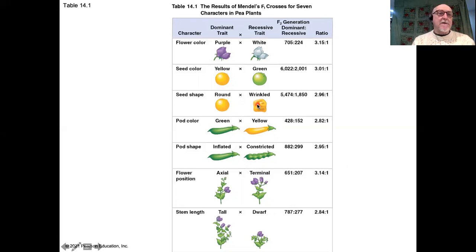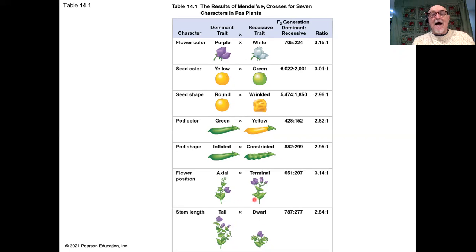This is actually quite a complex thing, it turns out. This has to do with the amount of starch that is laid down in the seed, and it affects its osmotic balance. And the wrinkled seeds lose a lot of water and shrivel up like this, where the round seeds do not. He looked at pod color. Pods were either green or yellow. Pod shape, they were either blown up or they were shrunken against the seeds, which he called constricted. He looked at the flower position. The flowers emerged from the stem on the sides, or they came at the top of the stem, which he called terminal. And he also looked at tall and dwarf plants.